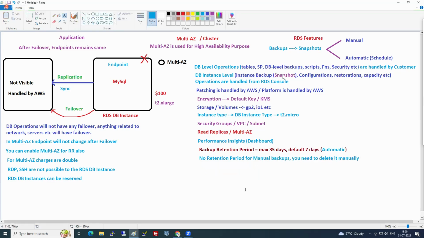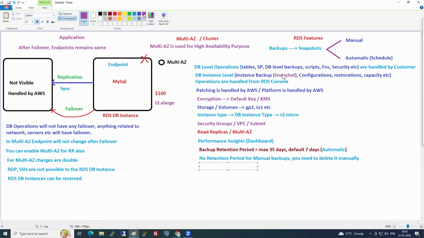What are snapshots? Backups. You can take the backups, and backups are nothing but snapshots. And you can export that snapshot to S3 also. Yes, Gopinath, that's what I just said. Snapshots can be exported to S3. And can you restore it from there also? You can restore it from S3 also.